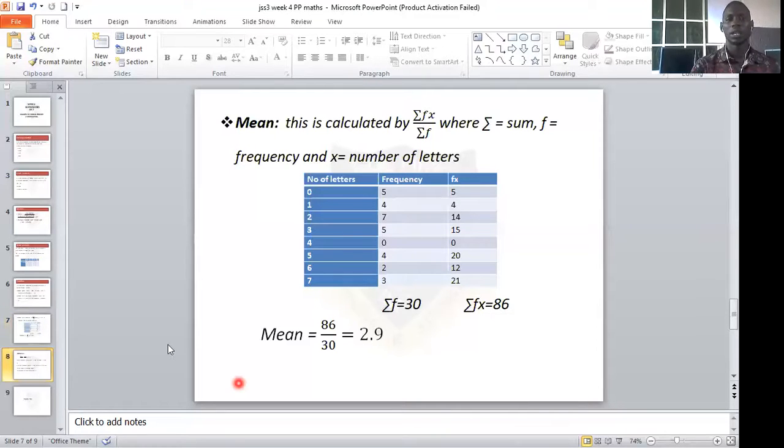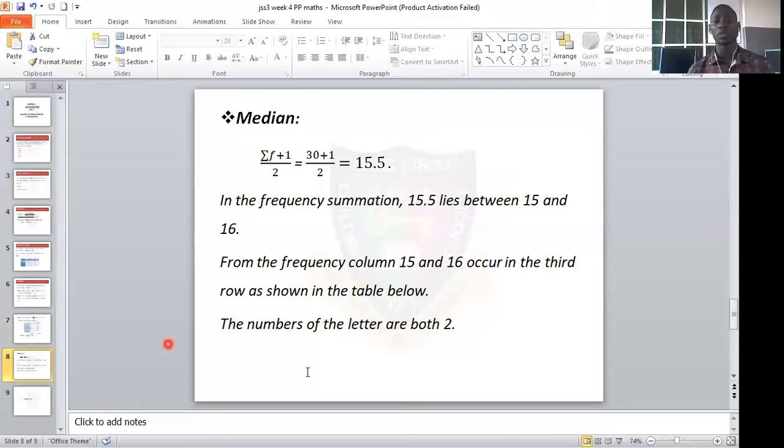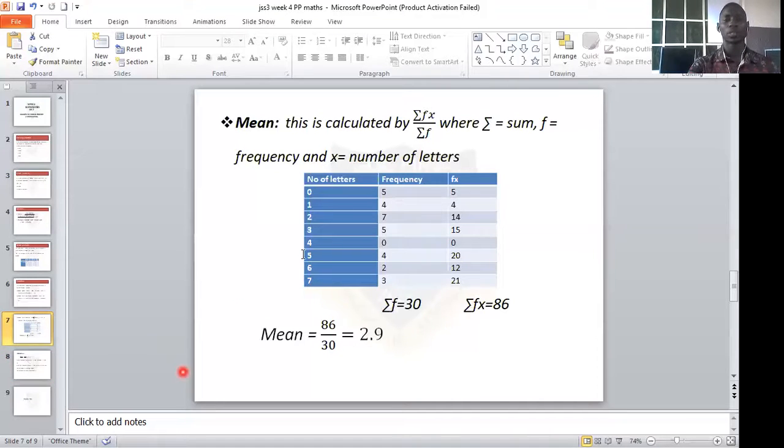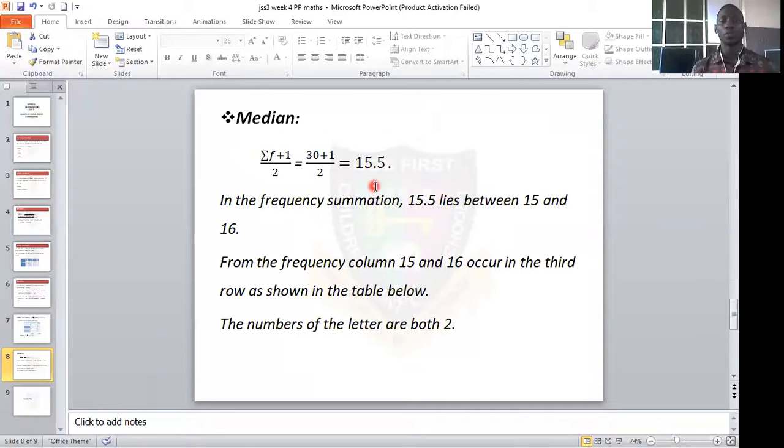So you have the formula for median, which is summation f plus 1 over 2. And I already know that our summation f from the table is 30. So 30 plus 1 over 2 will give you 15.5. So now you get your median from this number, 15.5.